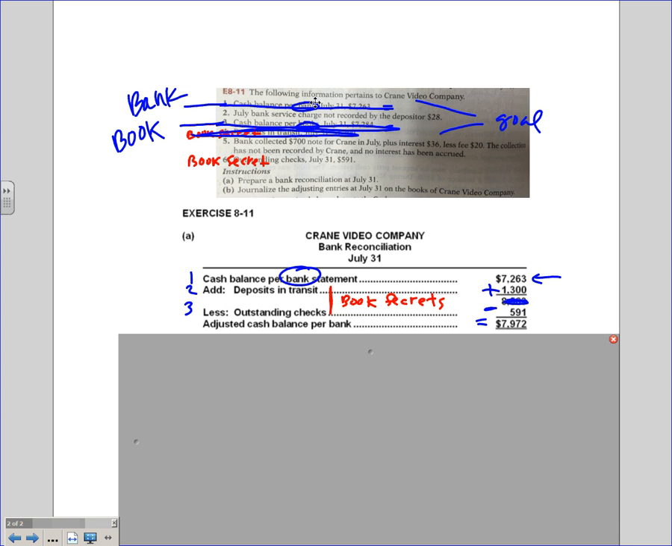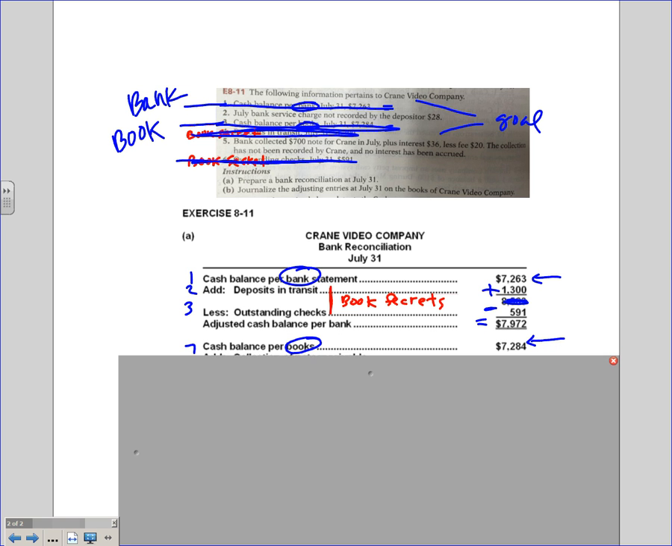Are we done with secrets? Sort of. So you're going to have a little space there, and that's okay. Go down to your line 7. Okay, now we're moving over to the book camp. Does the bank have some secrets? More than we did. Line 2 is a bank secret, and line 5 is also another bank secret.